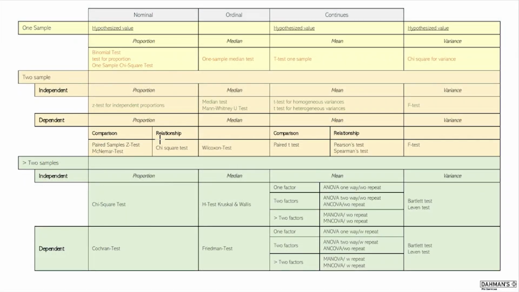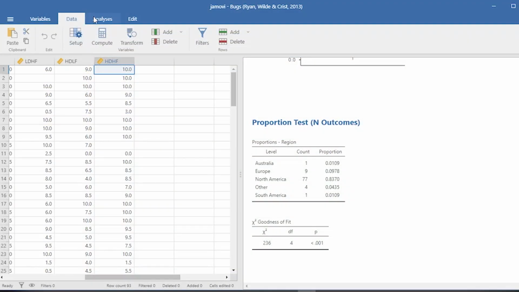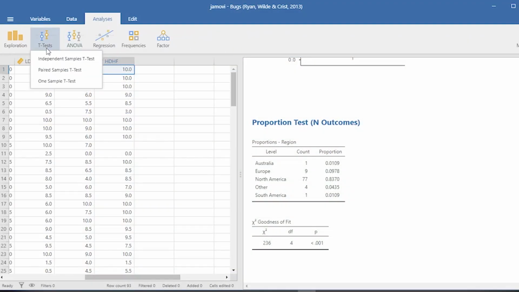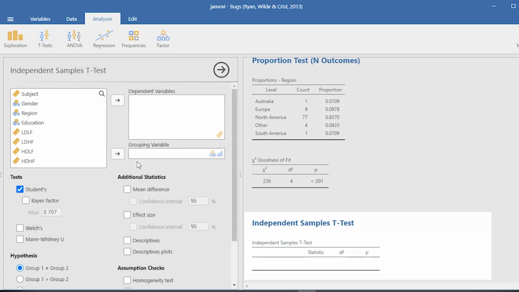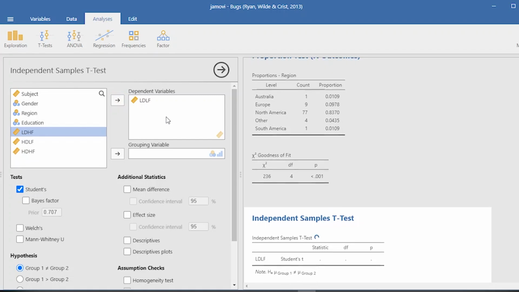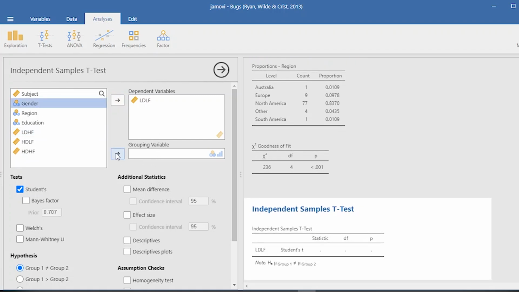Now, first question, the gender, male and female, obviously there are 2, so we are in this region. They are independent. For now, let's say I'm interested in finding out about the mean. So in this case, I'm looking at a t-test. Now, if I go to analysis and try to find the t-test, it's obviously independent, not paired. And then I want to bring in these variables, low discussed, low frightened, and the 2 genders.